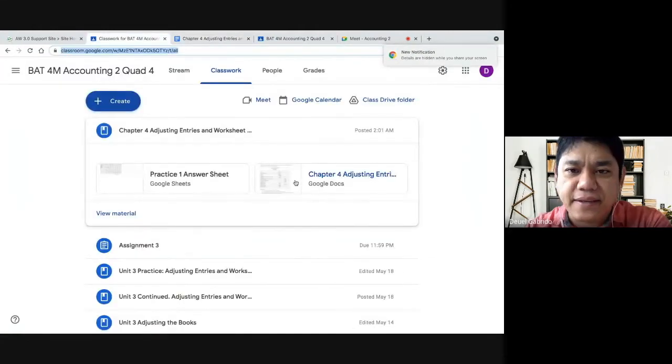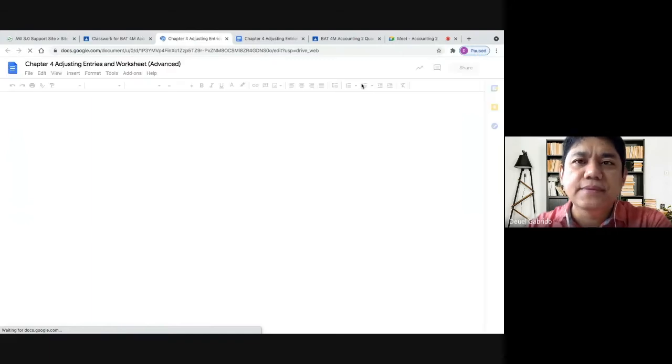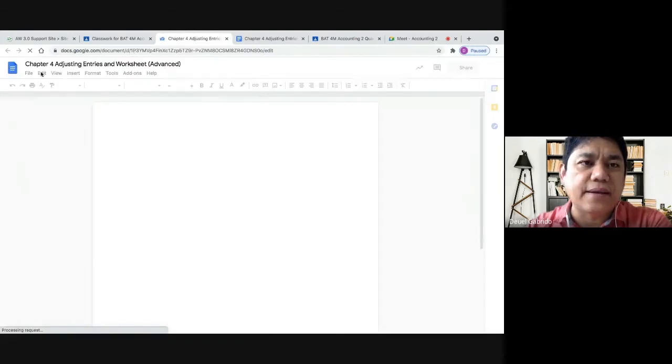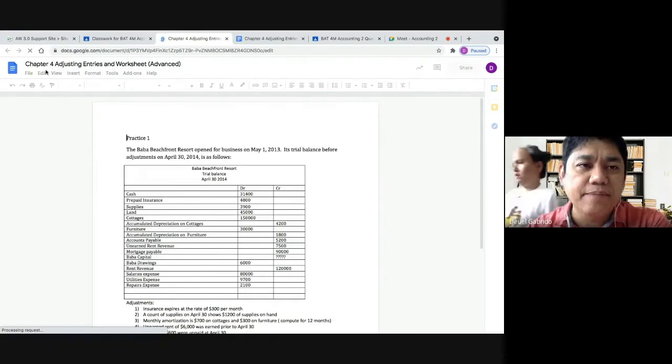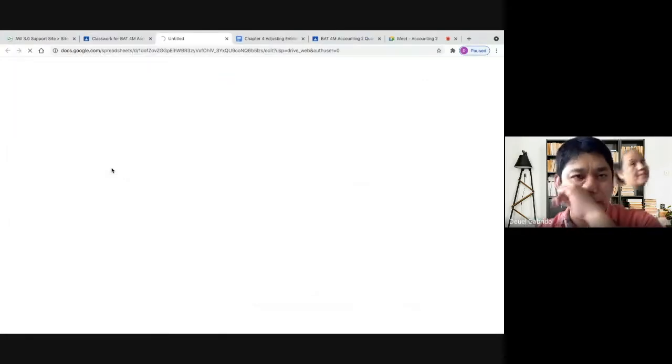So the first step, guys, in making a worksheet is, I think I posted the blank sheet in here. Let me click this one. Let me make it a little bigger so you can see. Oh, no, that's not the sheet. Okay, here is the sheet. Practice one, answer sheet.